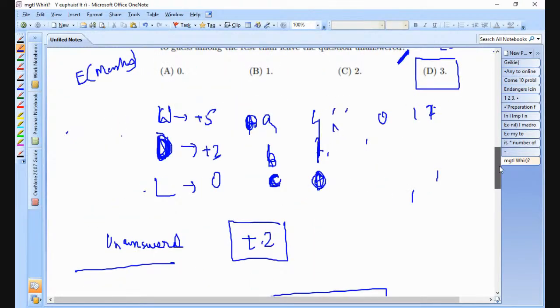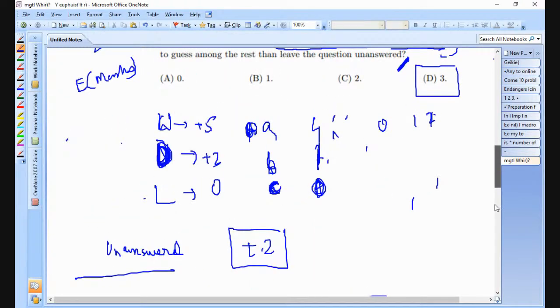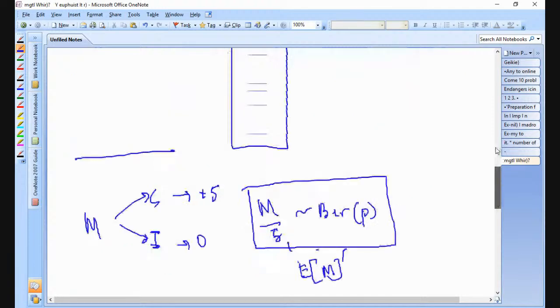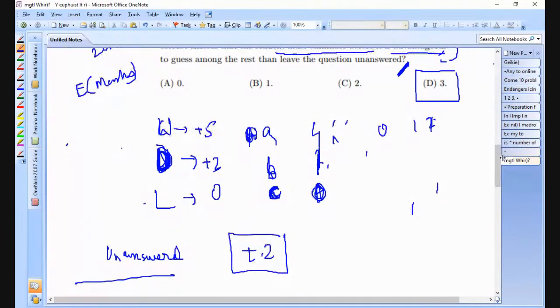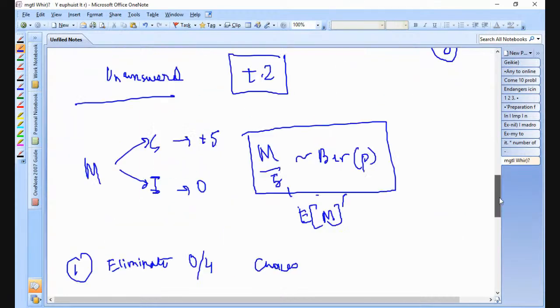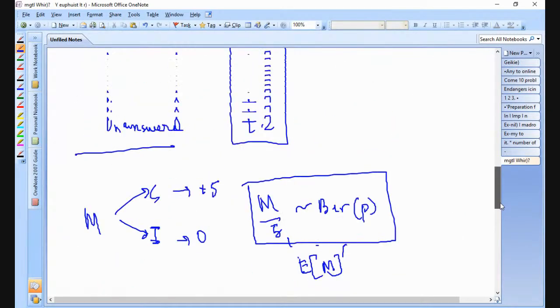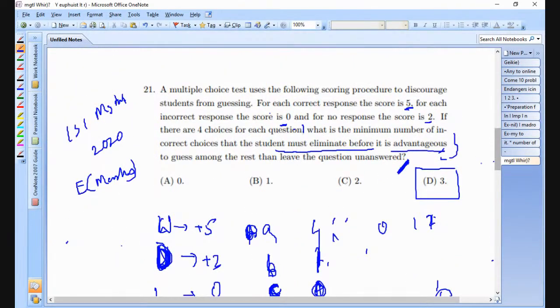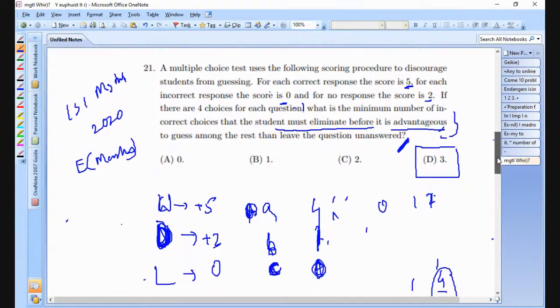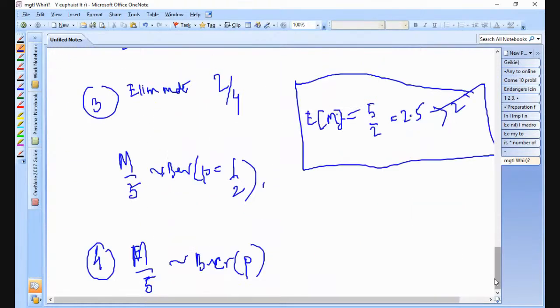If it's 4, 1, and 0, you can easily understand that unanswered is 1. But if you eliminate one option, it will be 4 by 3 only. So it is always good to eliminate rather than leaving it. This is the basic mathematics behind it. So do it, guys, as homework for the ISI exam.